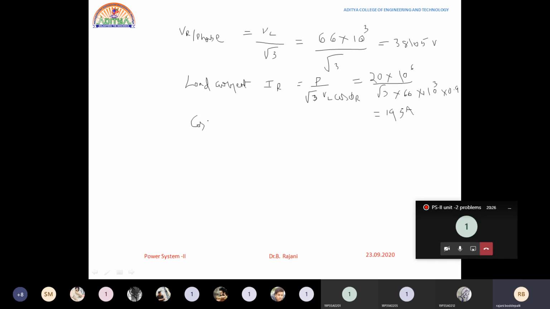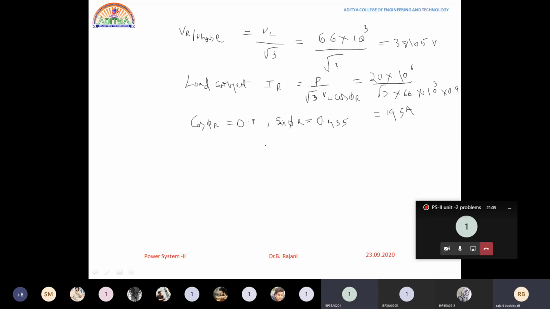Now, cos phi r is equal to, see here, how much they have given you? 0.9. What is sin phi r? Meanwhile, calculate. What is sin phi r? See how to calculate this? 0.6, ma'am. No, see, 0.435 you will be getting. Check it once. If it is 0.8, you will be getting 0.6. But here you are given 0.9. Have you got this value 0.4359?